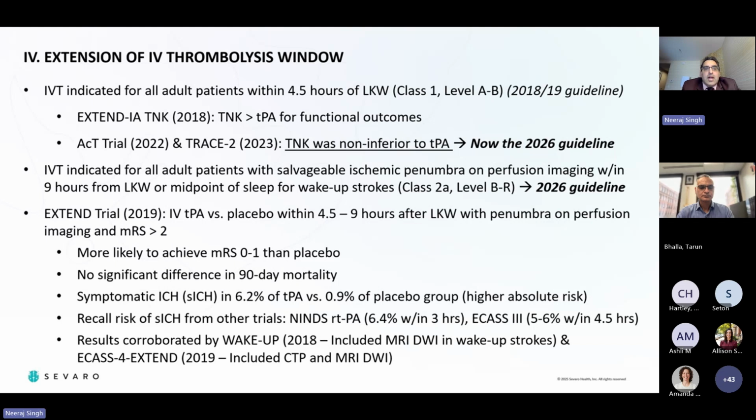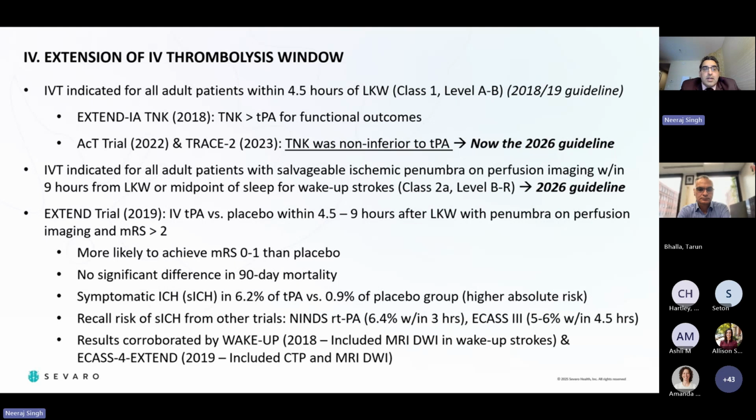Now, as we get to the new guidelines, IV thrombolysis is now indicated for all patients, not just within 4.5 hours, but if you have imaging evidence, such as a CT perfusion scan of the head, which shows salvageable ischemic penumbra, or essentially an area of threatened stroke but not completed stroke, and it is within 9 hours from last known normal, or 9 hours from the midpoint of sleep if someone is waking up with stroke symptoms, it is now considered relatively safe and appropriate to give IV thrombolysis in this time range.